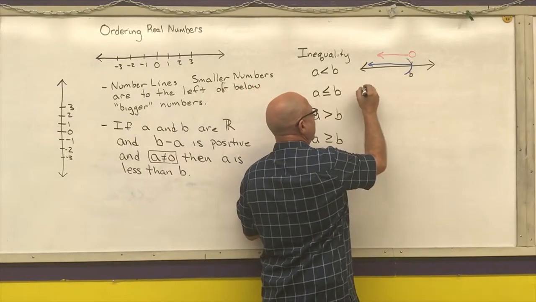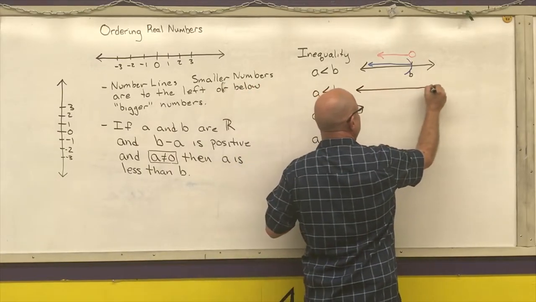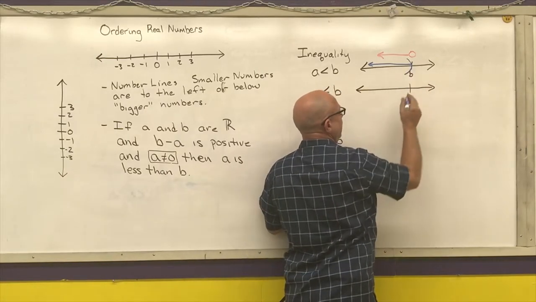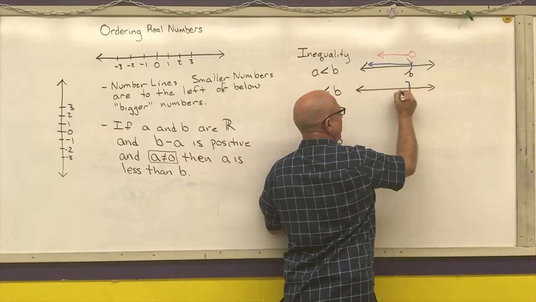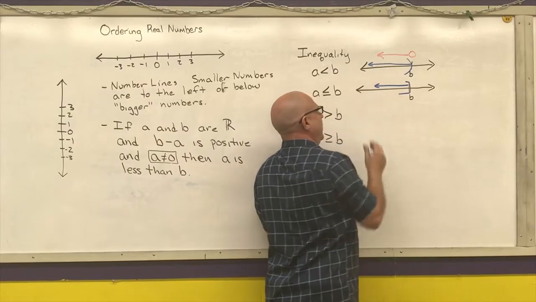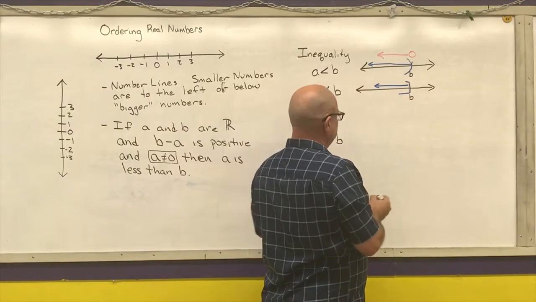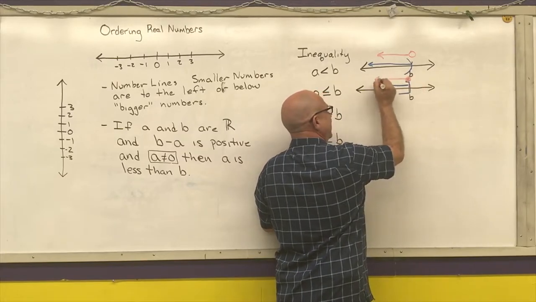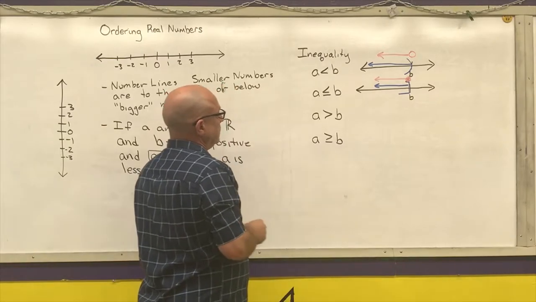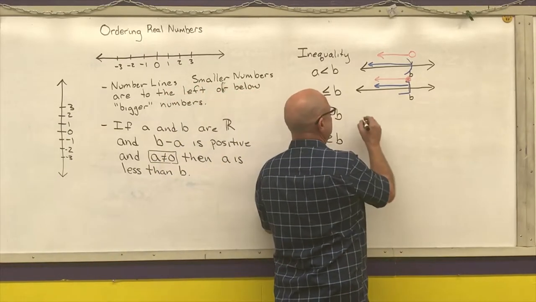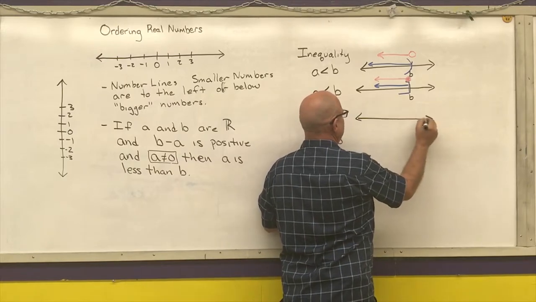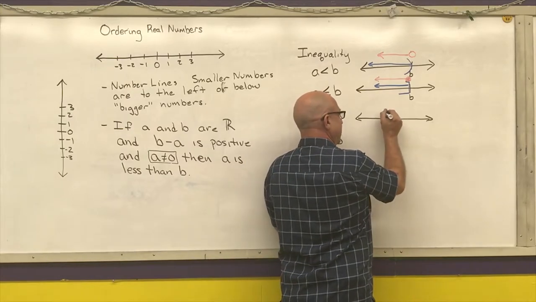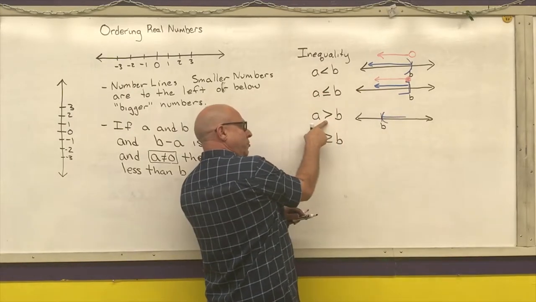Less than or equal to B. Instead of using the rounded parentheses type bracket, I'm going to use a square bracket with the arrow pointing to the left. Alternatively, you can see a solid dot and go here to the left. Next one. It says A is greater than B. It's going to be the parentheses type bracket with an arrow to the right.